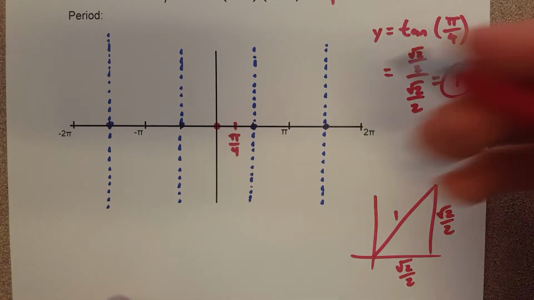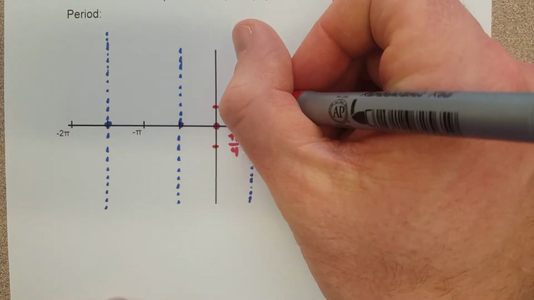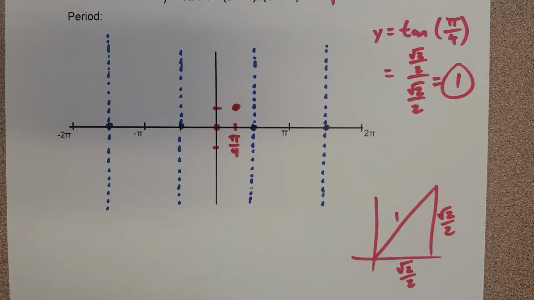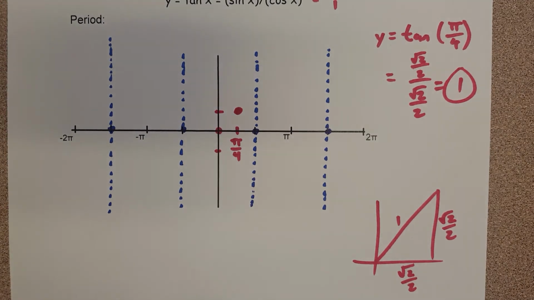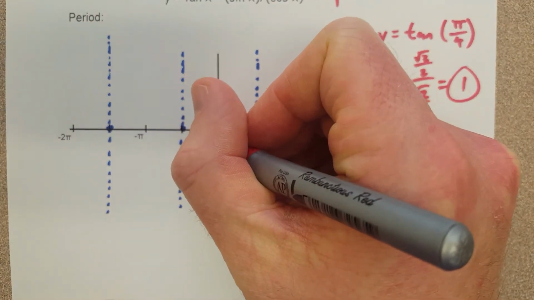It's just 1. So when we go up on this graph, we're going to say, all right, go up 1, and we're going to go down 1. Here is positive 1. Okay, so that's a point that we have here. Another point that we're going to have is, let's go to the other side, let's do negative pi over 4.